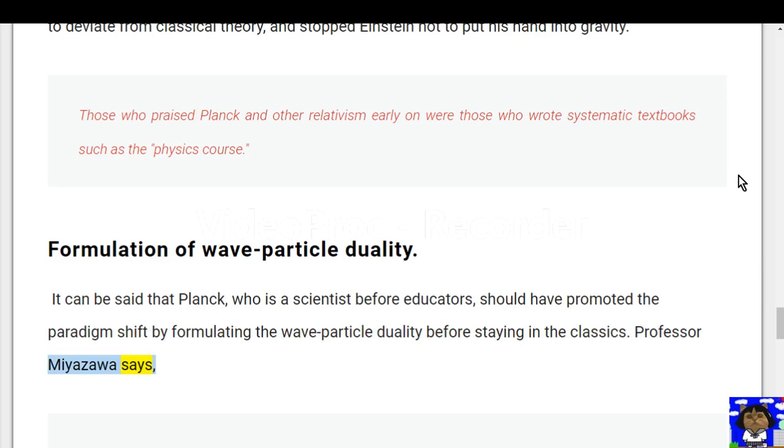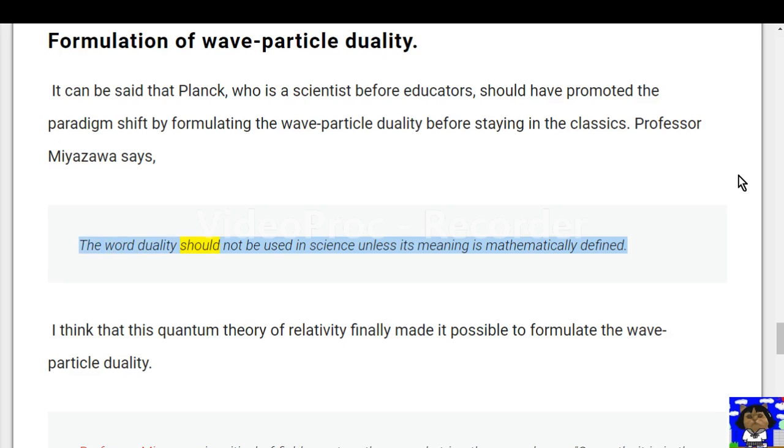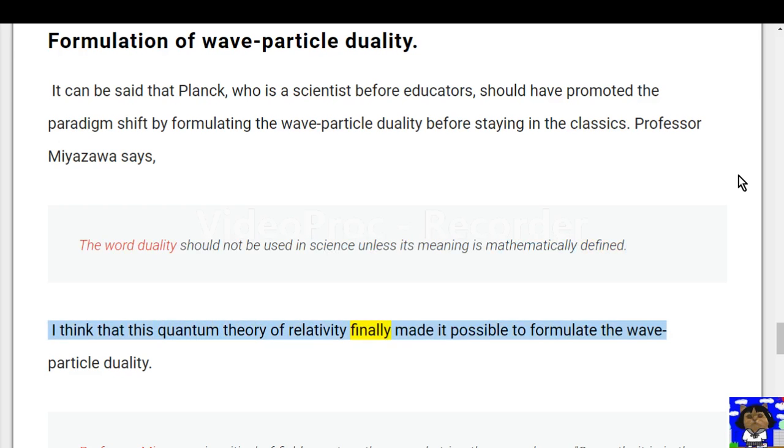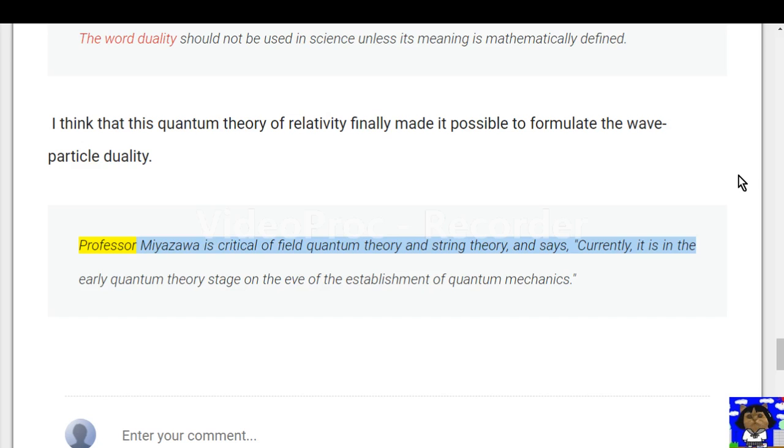Professor Miyazawa says, "The word duality should not be used in science unless its meaning is mathematically defined." I think that this quantum theory of relativity finally made it possible to formulate the wave-particle duality. Professor Miyazawa is critical of field quantum theory and string theory, and says that currently it is in the early quantum theory stage on the eve of the establishment of quantum mechanics.